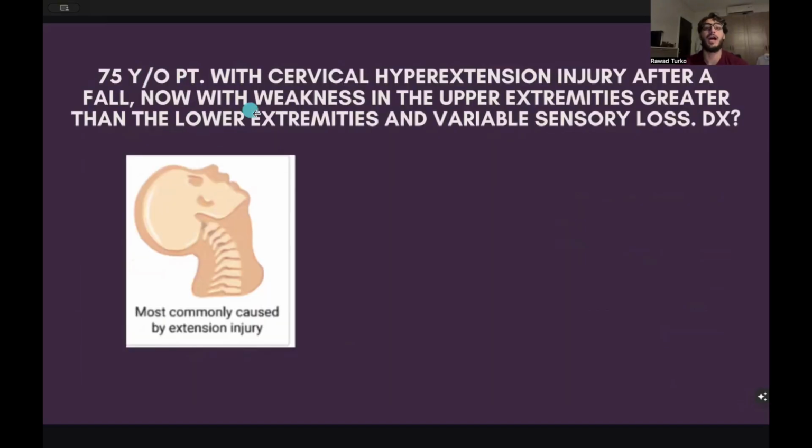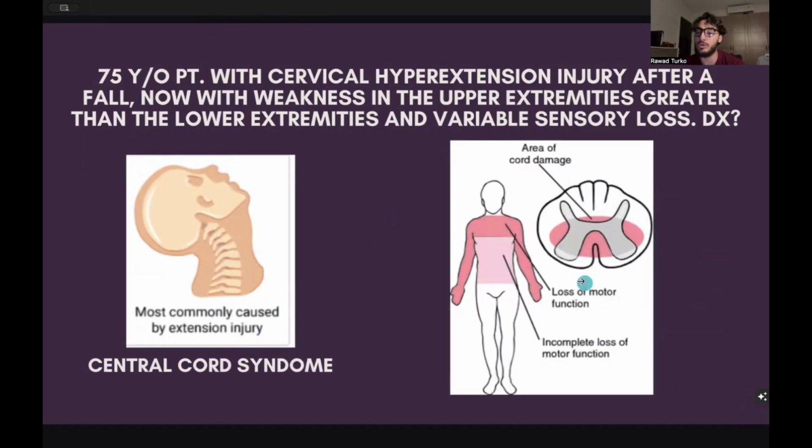A 75-year-old patient with cervical hyperextension injury after a fall now presents with weakness in the upper extremities greater than the lower extremities and variable sensory loss. What's the diagnosis? So this is central cord syndrome. Okay, so central cord syndrome, when we have a hyperextension injury, it's going to damage this central part of the spinal cord.